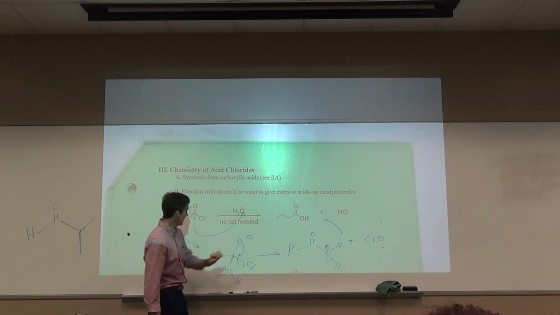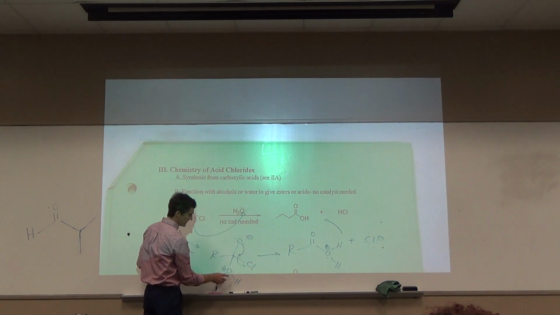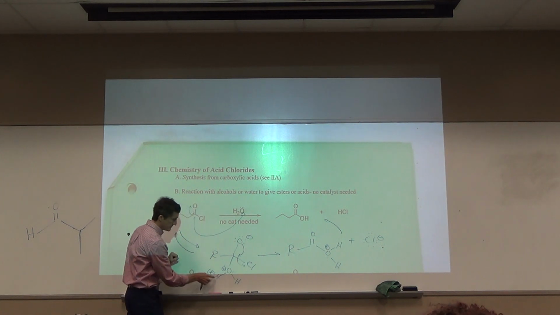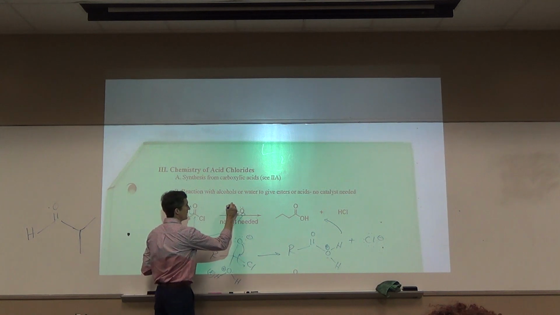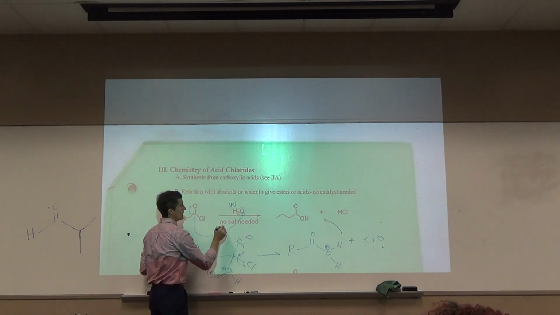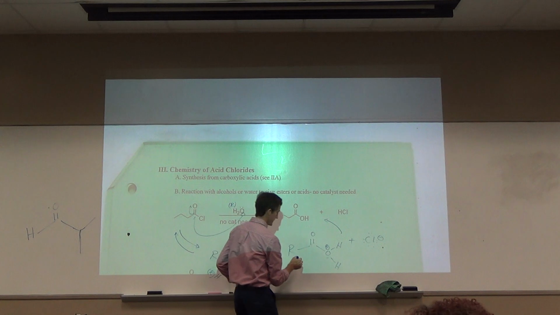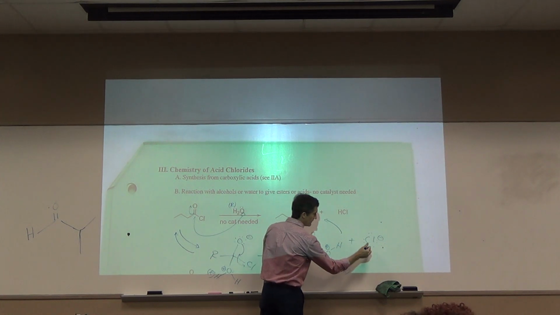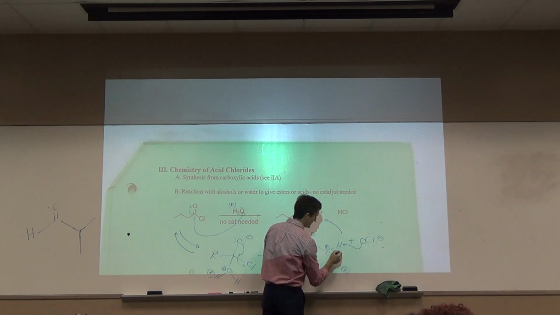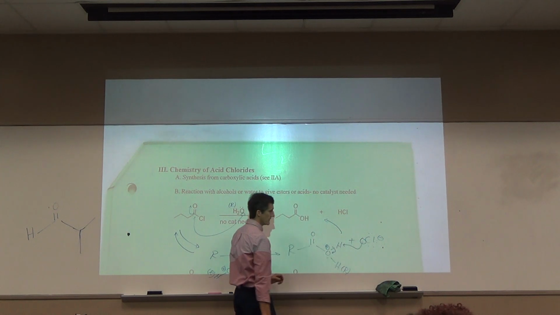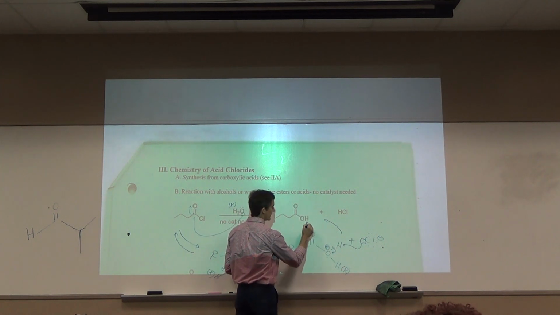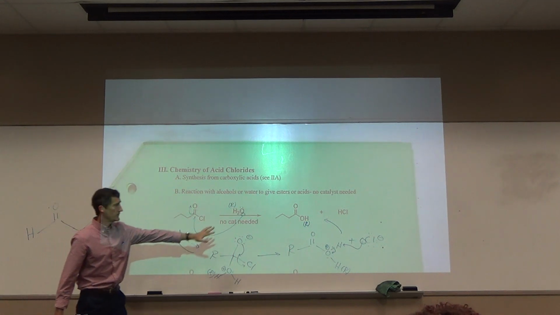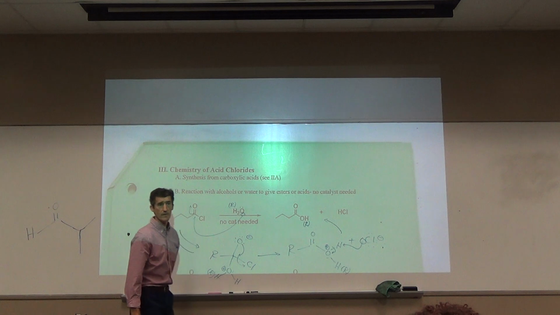Do this with an alcohol. If there was an R group here, if one of these was an R group, the Cl minus is only going to take the H here, and you'll be left with the R group. If you're left with the R group, that would be an ester here.